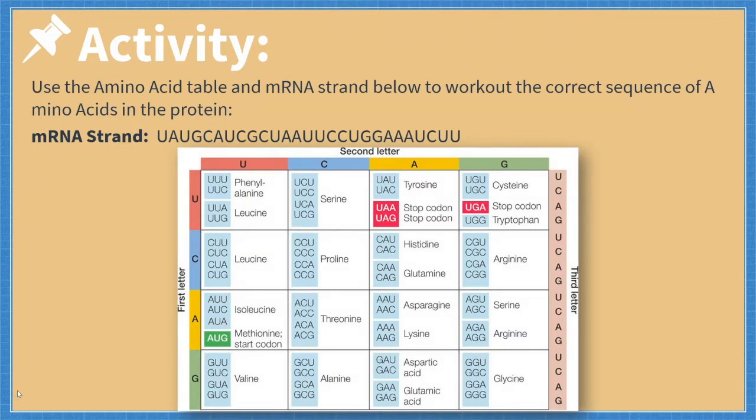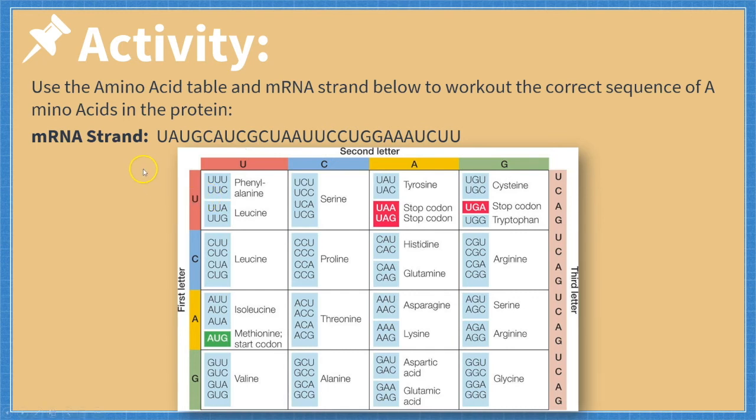We're actually going to practice making our own protein. We're going to use the table that's on the screen here, and we have an mRNA strand up the top. You can see it goes U, A, U, G, C, A, U, C, G, C, U, A, and onwards. What you need to do is break this into 3-letter segments, and that's your codons. So UAU would be codon number 1, GCA would be codon number 2, UCG would be codon number 3, and you can do the rest of it as you go.